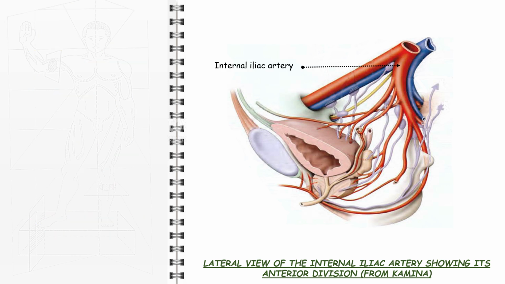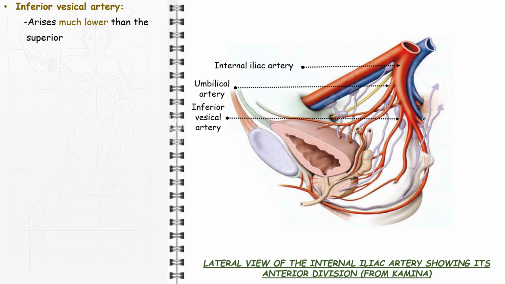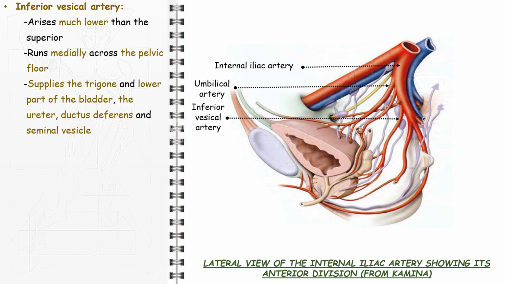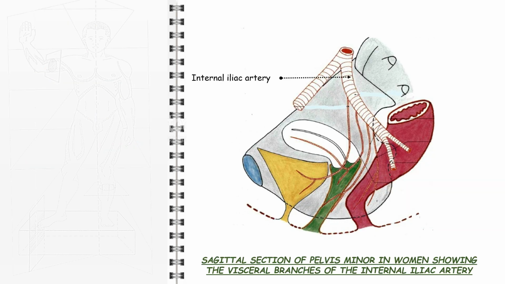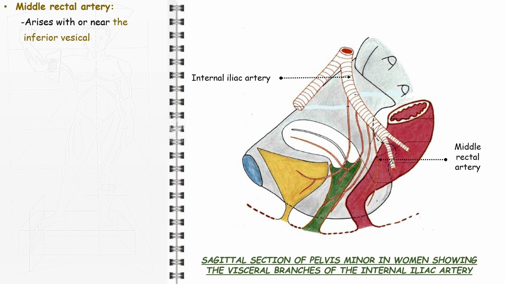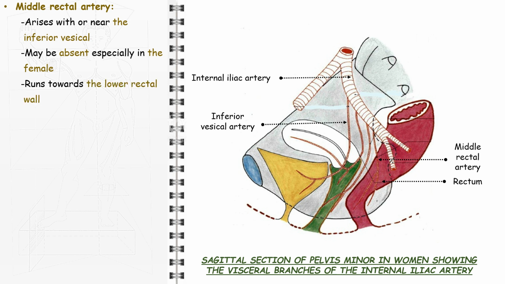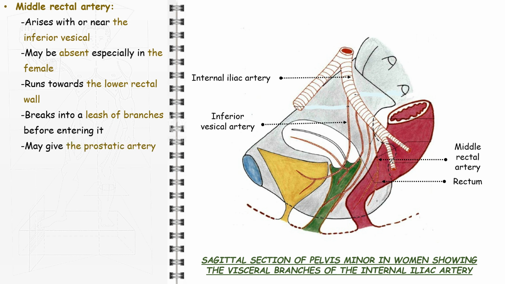The inferior vesical artery, as might be expected, arises much lower than the superior and runs medially across the pelvic floor to supply the trigone and lower part of the bladder, the ureter, ductus deferens and seminal vesicle. It also usually gives rise to the prostatic artery. The middle rectal artery arises with or near the inferior vesical, but may be absent, especially in the female where it may be said to be replaced by the uterine and vaginal branches. It runs towards the lower rectal wall, breaking into a leash of branches before entering it, and in the male it may give off the prostatic artery if that has not arisen from the inferior vesical.